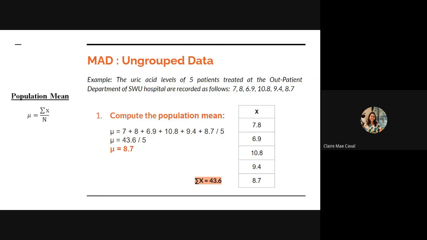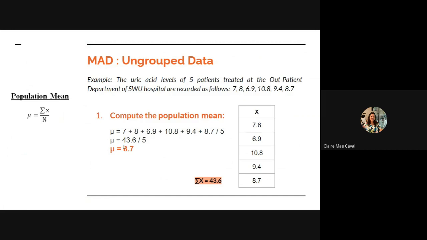So, these are the set of data. You just have to add this. 7.8 plus 6.9 plus 10.8 plus 9.4 plus 8.7. When you add all of this, that will be equal to 43.6. So summation of x is equal to 43.6. 43.6 divided by 5 kasi 5 yung population size, mu is equal to 8.7.